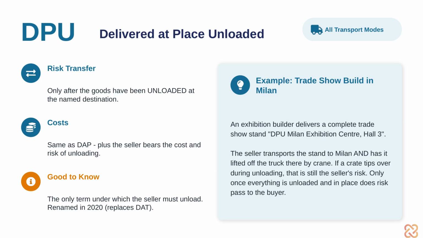An example. An exhibition builder delivers a complete trade show stand DPU Milan Exhibition Center, Hall 3. The seller transports the stand to Milan and has it lifted off the truck there by crane. If a crate tips over during unloading, that's still the seller's risk. Only once everything is unloaded and in place does risk pass to the buyer.